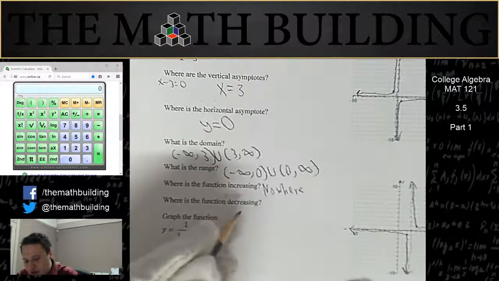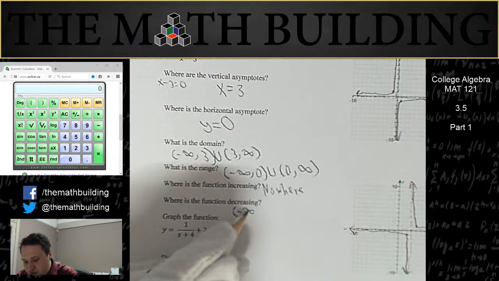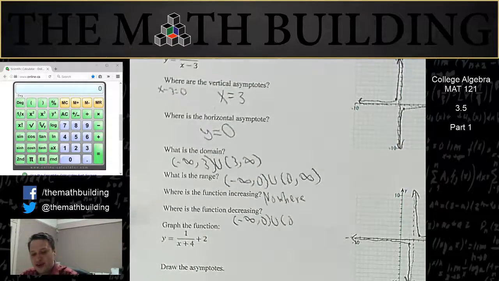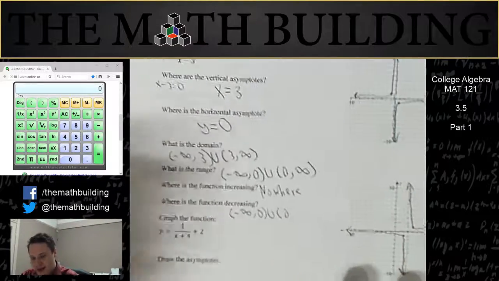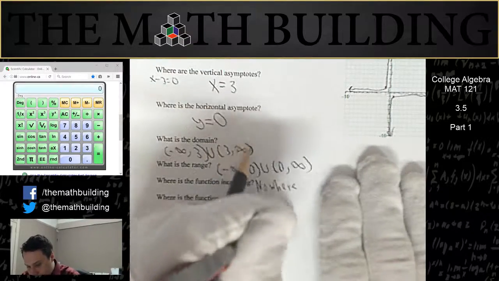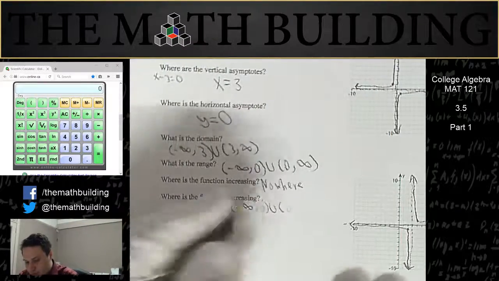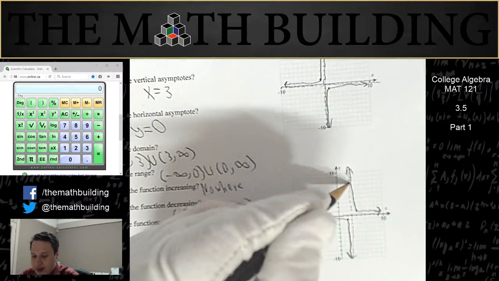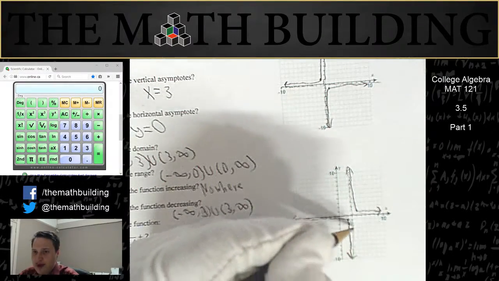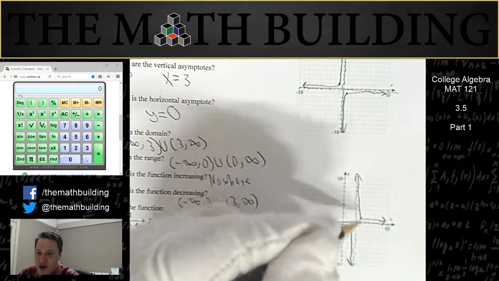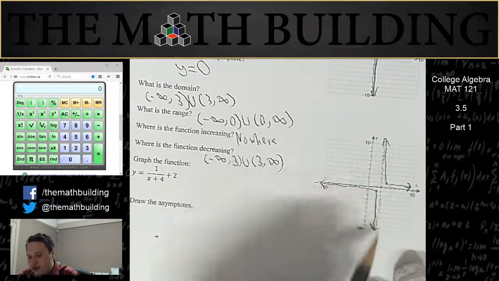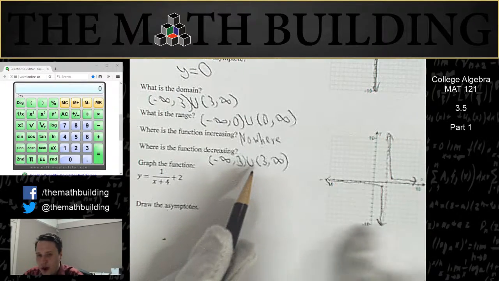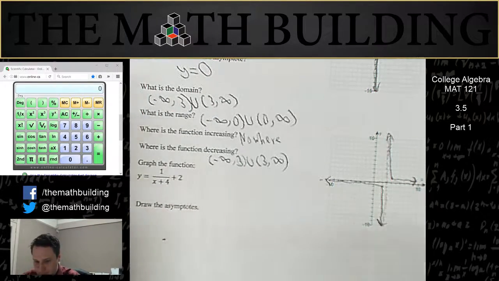So where is the function decreasing? It's decreasing everywhere except 0. I'm sorry, it's decreasing everywhere except 3. That's what I meant to say. Because 3 is where we had this bizarre discontinuity. We actually don't have graph right here. It's not in the domain. So we're decreasing everywhere except for the discontinuity. And since we're talking about when, that's going to be an x value.